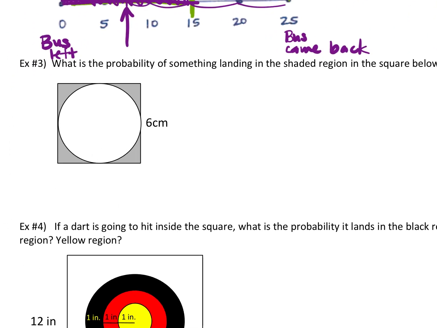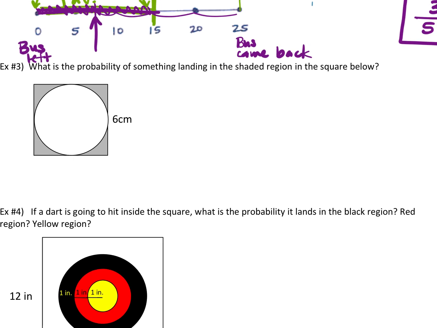Okay. This one says, what is the probability of something landing in the shaded region below? Pay attention on this one. This is the one that you're going to see on a test.